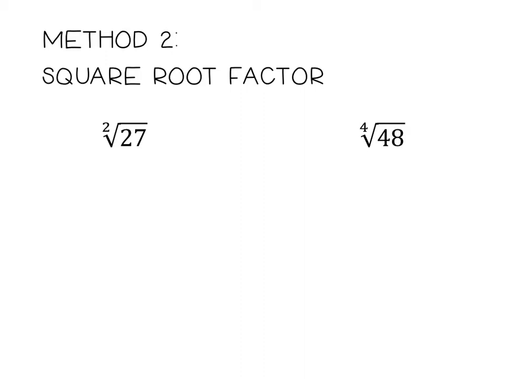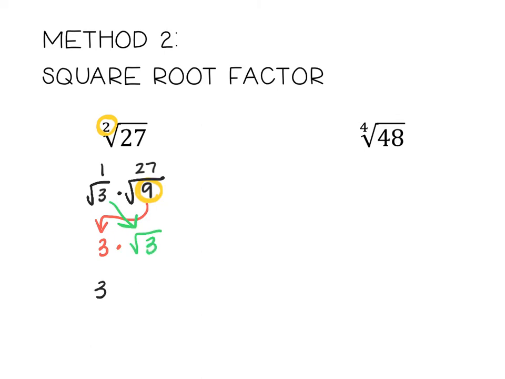So the factors of 27 are 1 and 27 and 3 and 9. Well, 9 is a perfect square, and the index is 2, so I'm looking for square roots. So this would be the square root of 3 times the square root of 9. Well, I know that the square root of 9 is just 3. So it will be 3 times the square root of 3. Which is the same thing we got before.